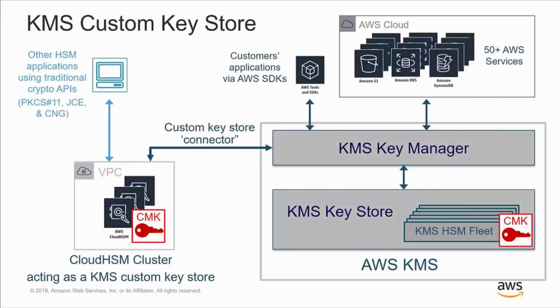Here's a slightly more detailed view of the architecture. On the right-hand side, you can see the two primary components of the KMS service, which is the KMS front-end manager, which is managing the identities and the rules and the policies associated with each key in KMS, and the KMS key store, which is built using the KMS HSM fleet. Whether you're using a custom application, AWS SDK, or any of the services that integrate with KMS, then they are all talking through the standard KMS APIs in the front end.